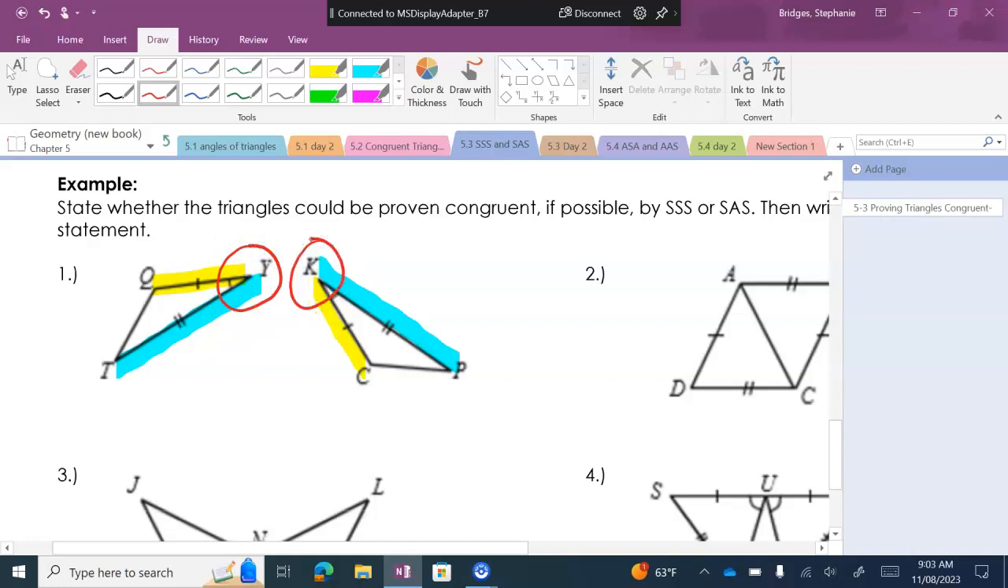Y, okay. So let me ask you, is each one of those angles in between my two congruent sides? In each triangle, is Y in between the two sides that I have highlighted? Is it where they touch? Look at the yellow and the blue in the first triangle. Is Y in between those? It is, okay. Then in the other triangle, is K in between my two congruent sides? Yes. So because I have two sides and the included angle, then I can say these are congruent by side, angle, side. And then I have to name how they're congruent.